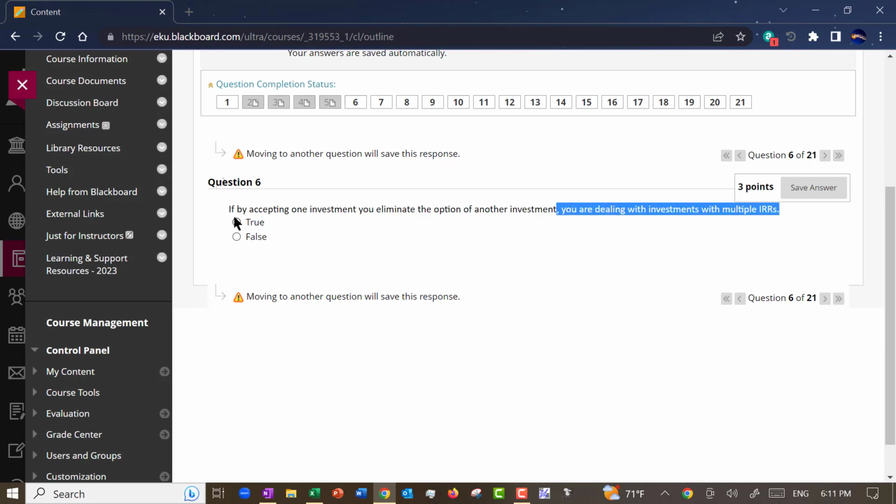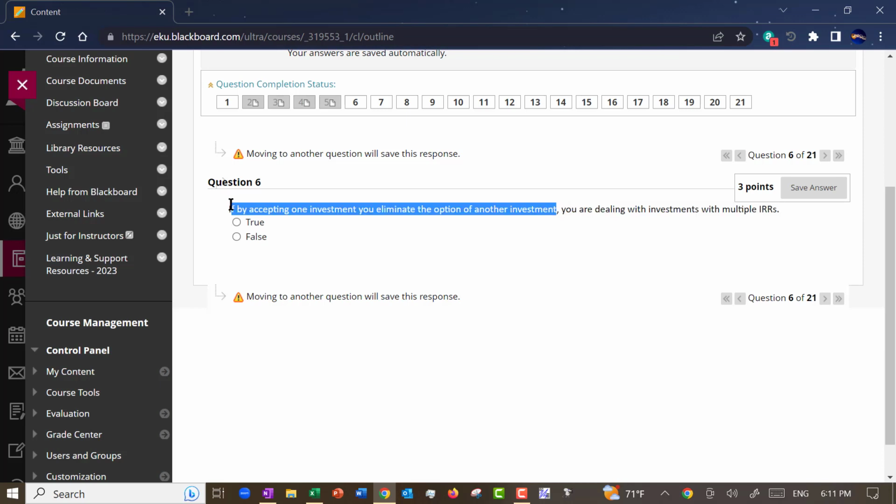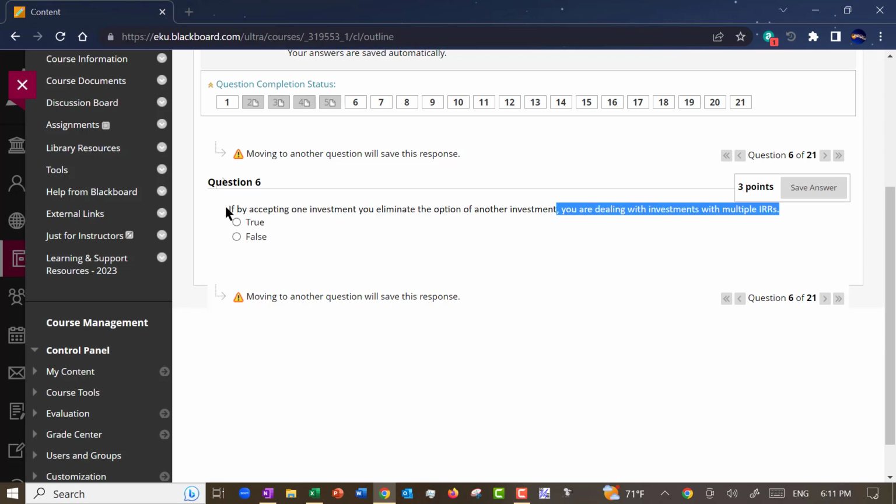If you accept one investment, you can't accept others. What do we call projects like those? We call them mutually exclusive projects, okay? It has nothing to do with multiple IRRs.